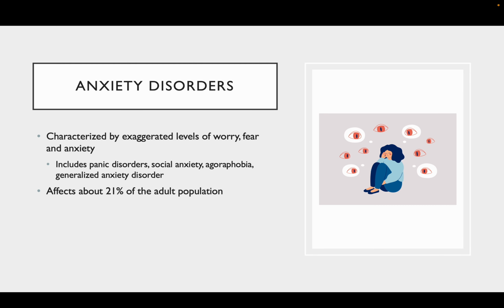Although people use fear and anxiety interchangeably, the key difference is that fear is triggered by an immediate, definable threat, for example, seeing a rat and getting scared. Anxiety is linked to apprehension of future situations, such as a test. Anxiety disorders are one of the most common psychological disorders in the US, and about 21% of the adult population is affected. Anxiety disorders include panic disorders, social anxiety, phobias, agoraphobia, generalized anxiety disorder, and many more.